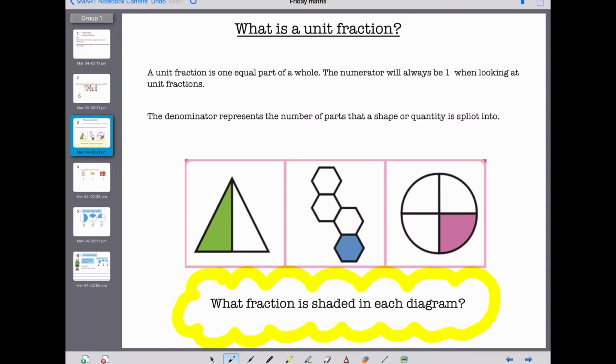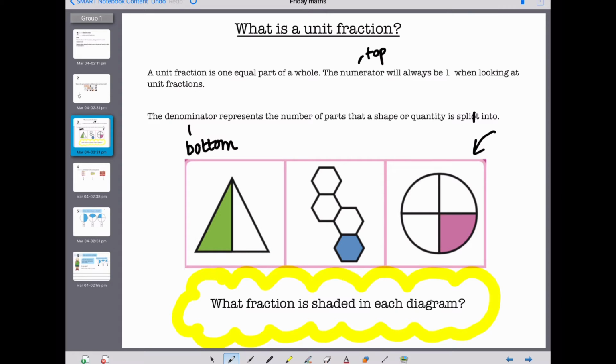A unit fraction is one equal part of a whole. The numerator, which is the top number, will always be 1 when looking at unit fractions. The denominator, which is the bottom number, represents the number of parts that a shape or quantity is split into. Oh, I've made a spelling error there. Let's just cross that out. There we go.